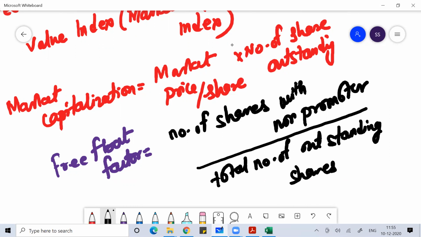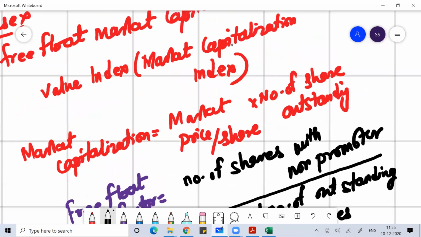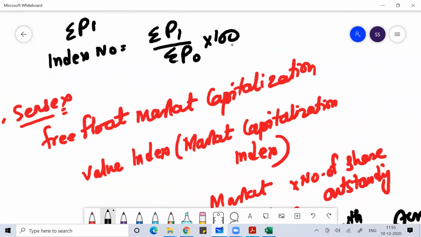The purpose of multiplying it with the market capitalization is to realize the marketable shares, so that their price always goes to the appropriate level. Artificial ups and downs cannot be maintained in the share price. So when you see this free float market capitalization, this index methodology is followed by many indexes around the world.